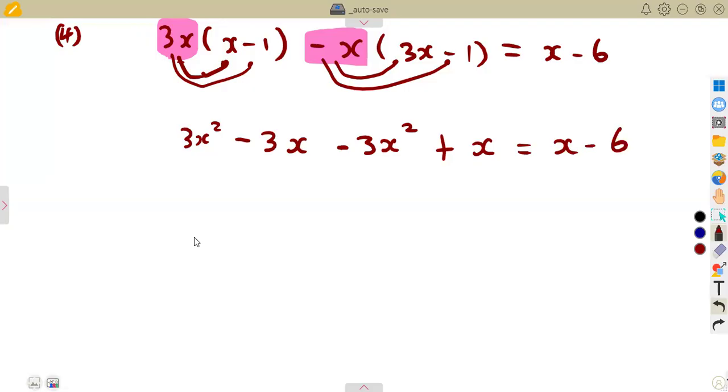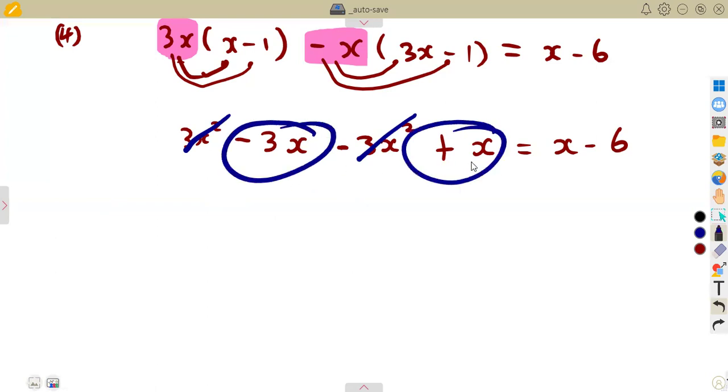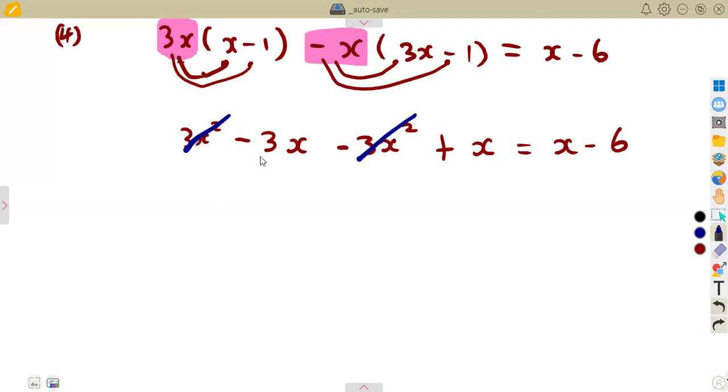After expanding the bracket, we can see that there are like terms. Collect those like terms. 3x squared minus 3x squared cancels. 3 minus 3, that's a 0. So we are left with minus 3x and a positive x, meaning to say we are left with minus 3x plus 1x. Minus 3 plus 1 is minus 2. So this is minus 2x, which is equal to x minus 6.